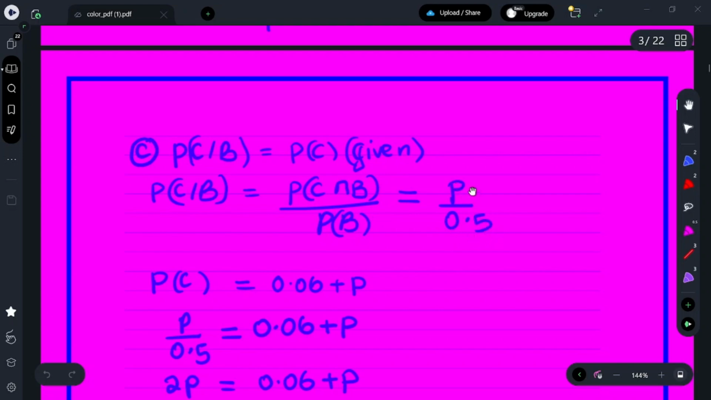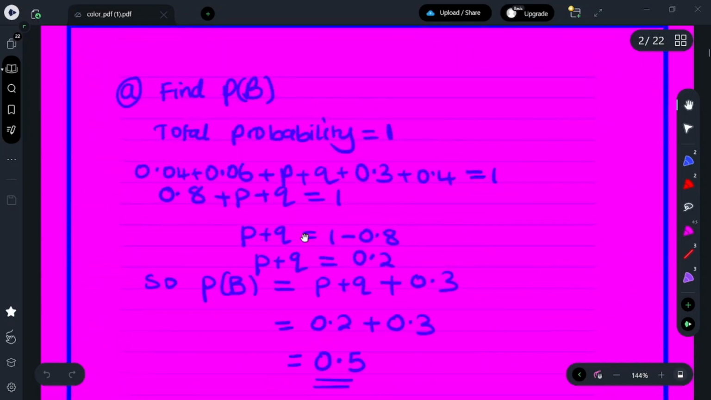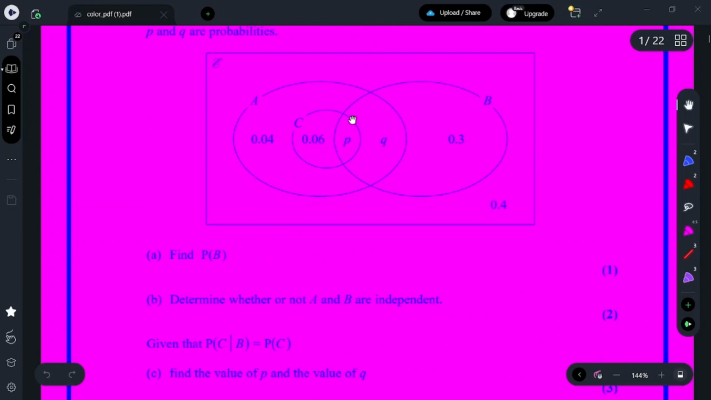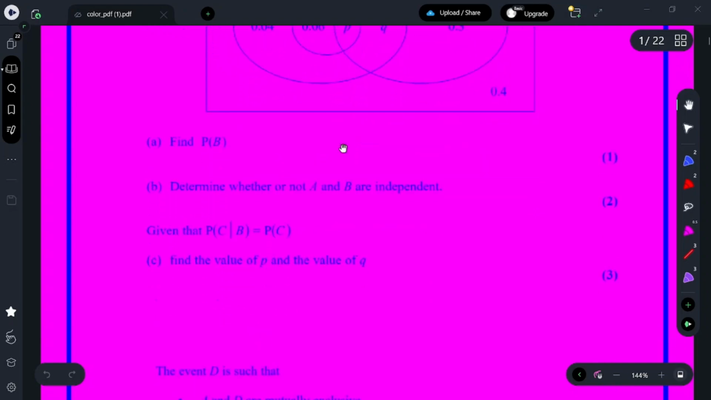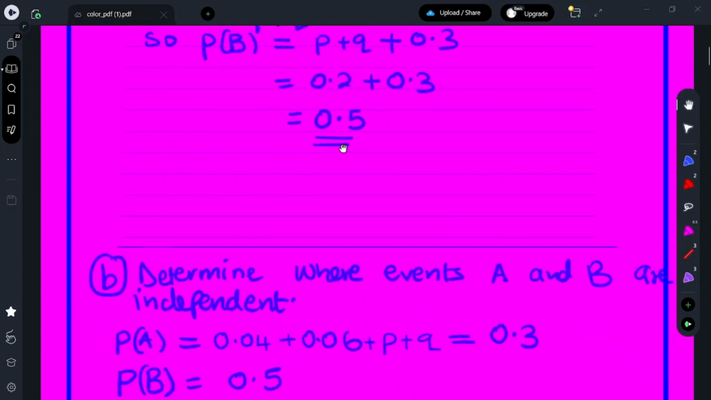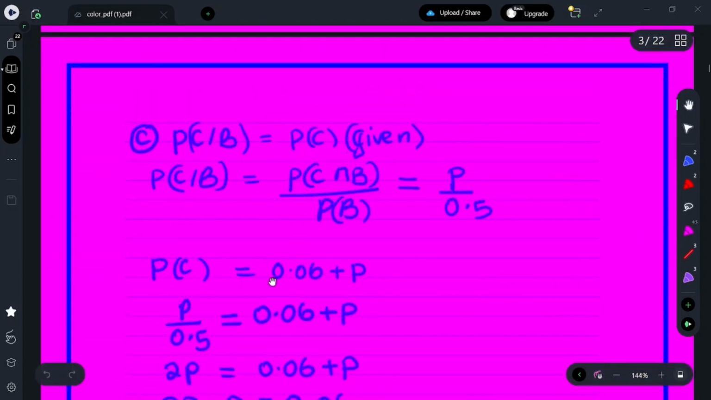Now the probability of C intersection B is supposed to be equal to P. So the probability of C given B has been stated to be equal to the probability of C. The probability of C from the Venn diagram here is 0.06 plus P. We are going to equate 0.06 plus P equals P over 0.5, where P over 0.5 is from the probability formula, the probability of C intersection B divided by the probability of B.